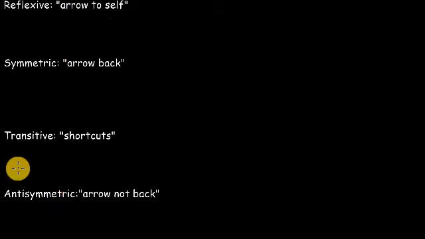Before I discuss transitive, I would like to talk about antisymmetric first because it's just the opposite of symmetric. If this one is arrow back, this one is arrow not back. If arrow is back, then it is not antisymmetric but symmetric. What are we saying?